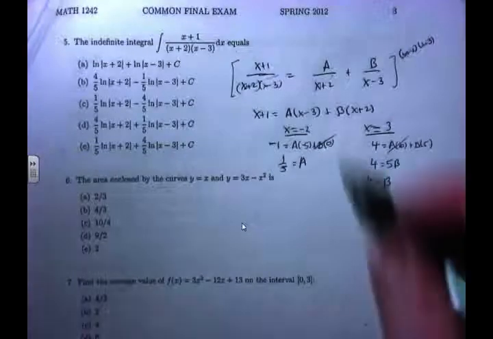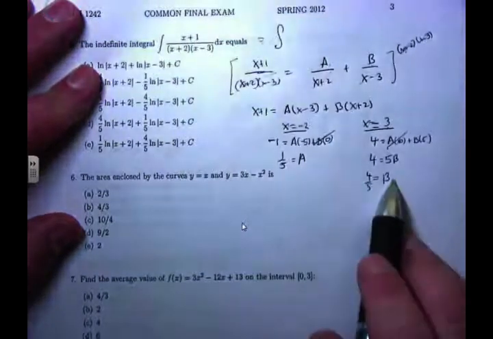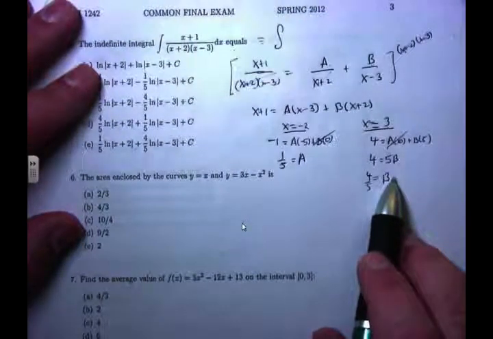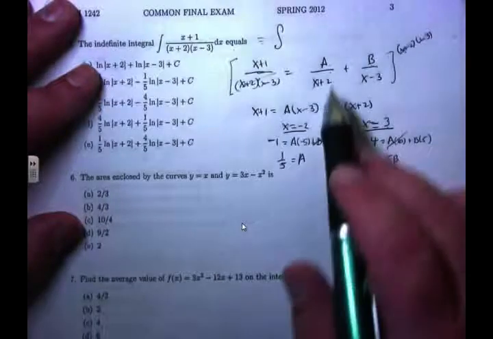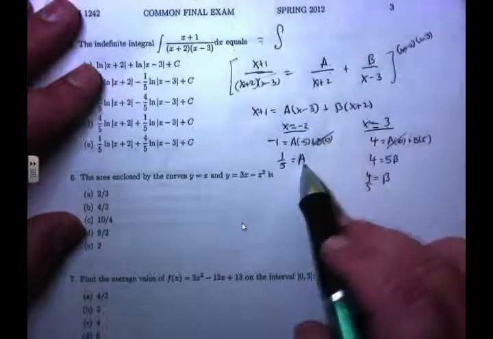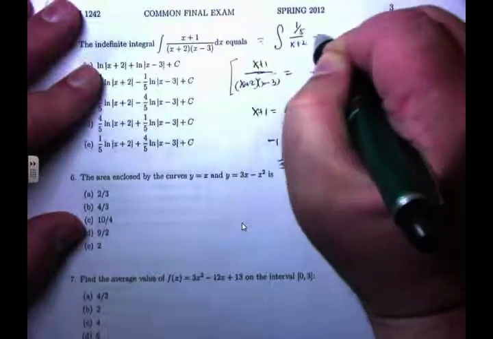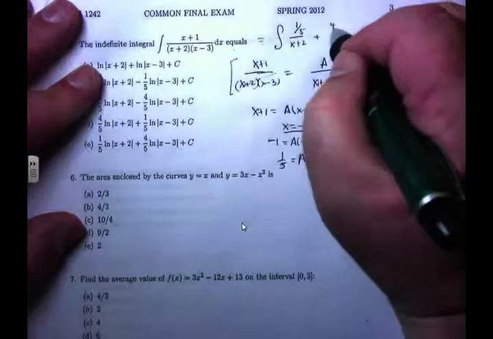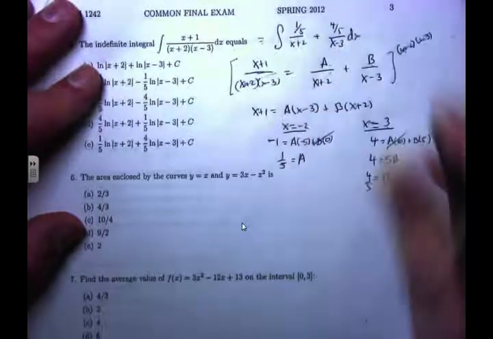So now I can write this guy as an integral. Make sure you put the right guy above the right one, because if you screw this up, you know this answer is going to be in your blank somewhere. Put it on the right guy. A goes over x plus 2. I got a to be 1/5. So this is 1/5 over x plus 2 plus b, which is 4/5 over x minus 3 dx.